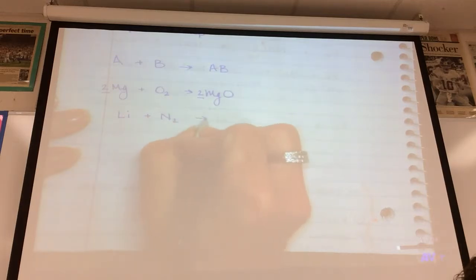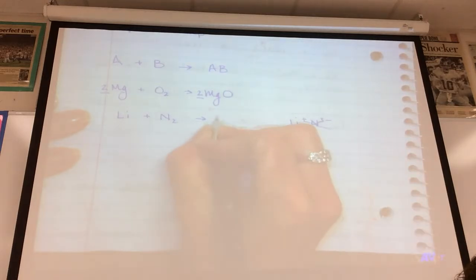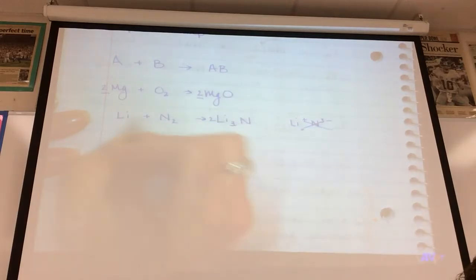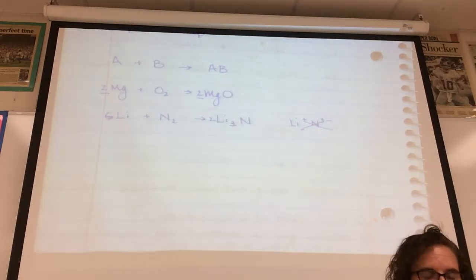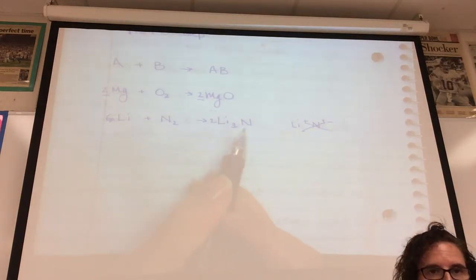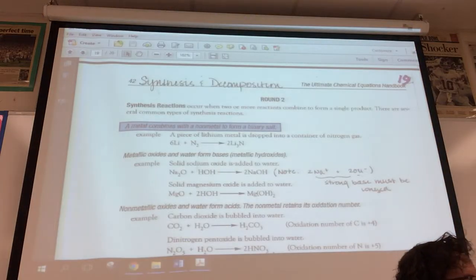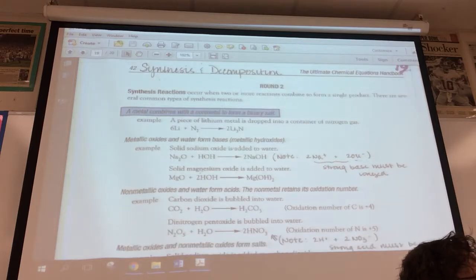Keep in mind, lithium group 1, nitride group 15, swap, drop, lithium nitride, and balanced. So a metal and a non-metal make a binary salt. And again, there's nothing different there than what you learned in honors. Here's where a few of the differences come in, but it's not going to be overwhelming.